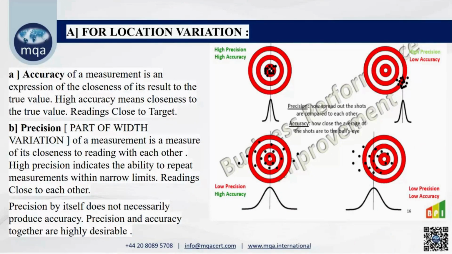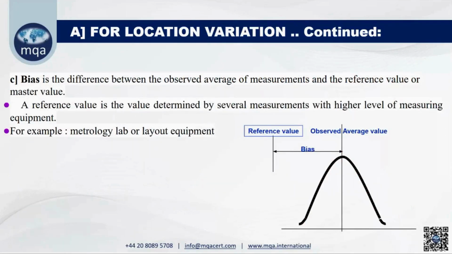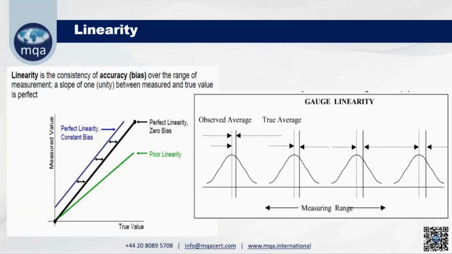Now there is a term called bias. What is bias? We have a center, we have a target. How far we are away from the target is called bias. Suppose my center is 10 mm and I'm getting 10.5. So what is the bias? The bias is 0.5, because I am 0.5 away from 10. I hope people are understanding this.